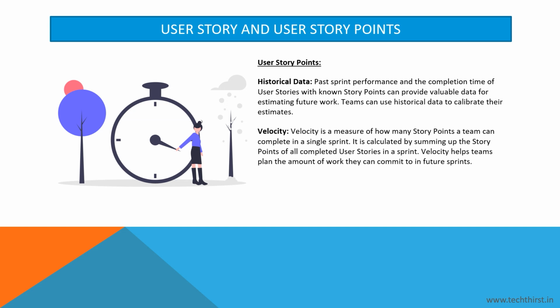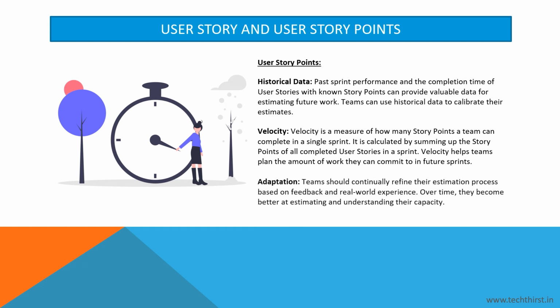Velocity. Velocity is a measure of how many story points a team can complete in a single sprint. It is calculated by summing up the story points of all completed user stories in a sprint. Velocity helps teams plan the amount of work they can commit to in future sprints. Adaptation. Teams should continually refine their estimation process based on feedback and real-world experience. Over time, they become better at estimating and understanding their capacity.